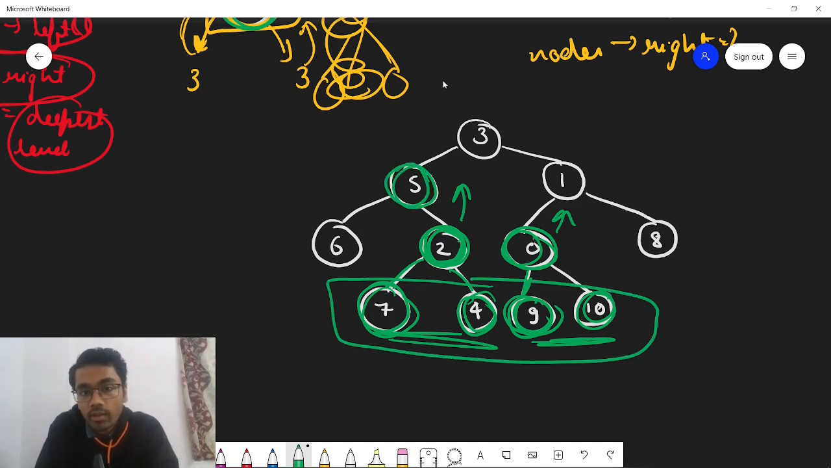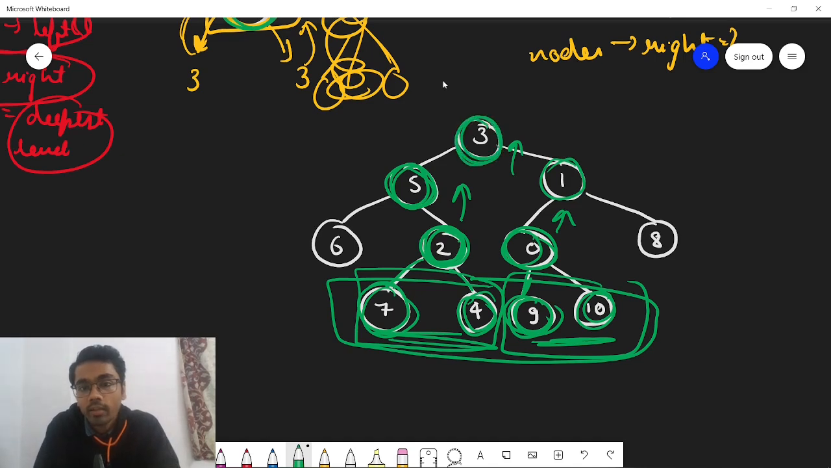So we will say okay, is 5 the node which we can say contains all the deepest nodes? So 5 contains 7 and 4 but not 9 and 10. So does 1 contain all the deepest nodes? So 1 contains 9 and 10 but does not contain 7 and 4. So we will go further up.